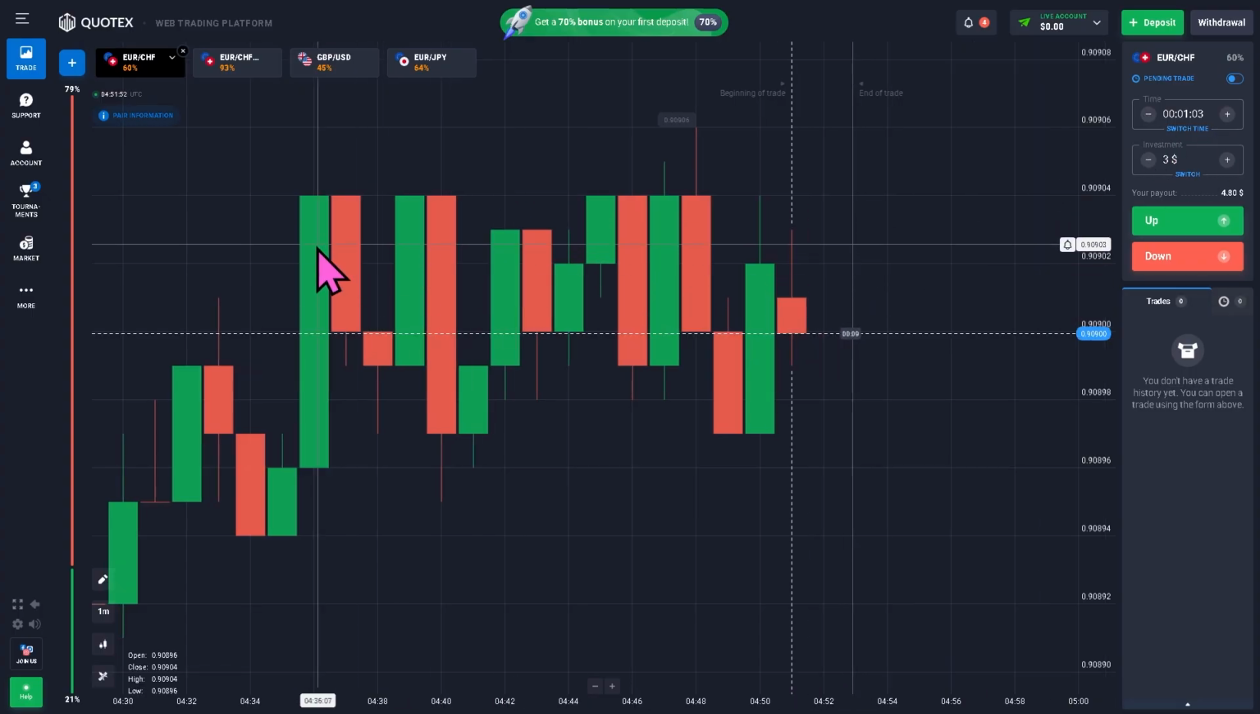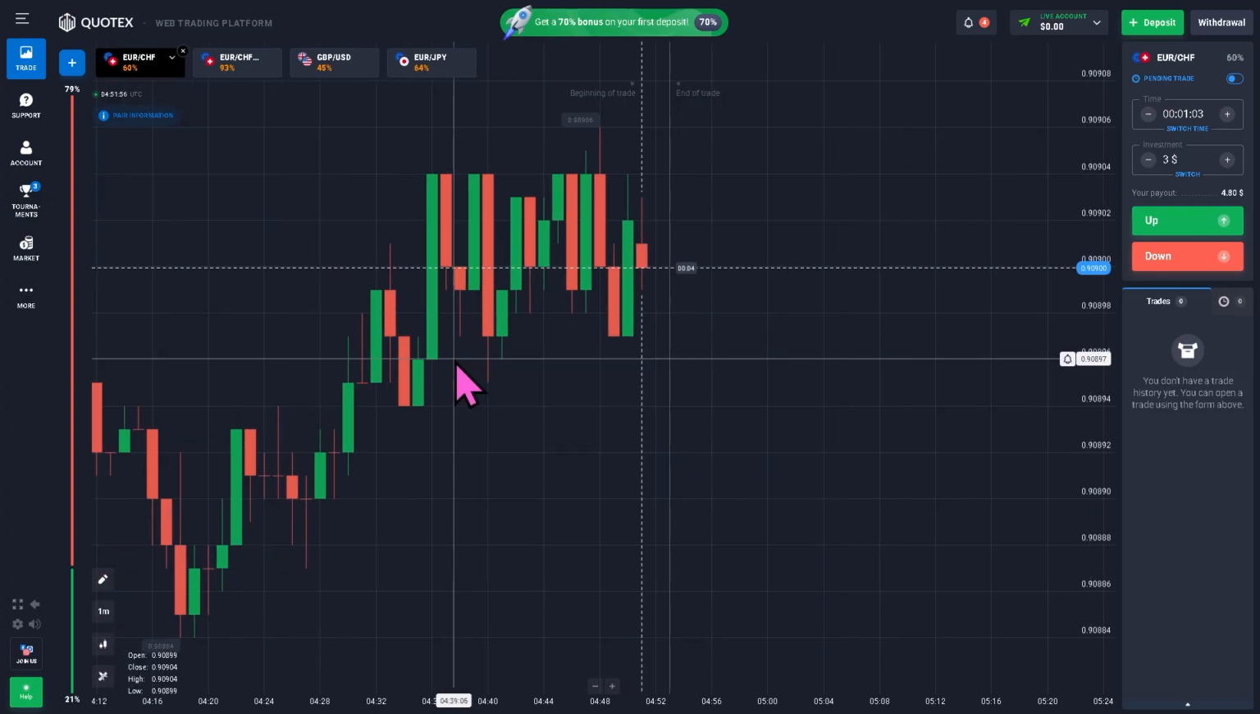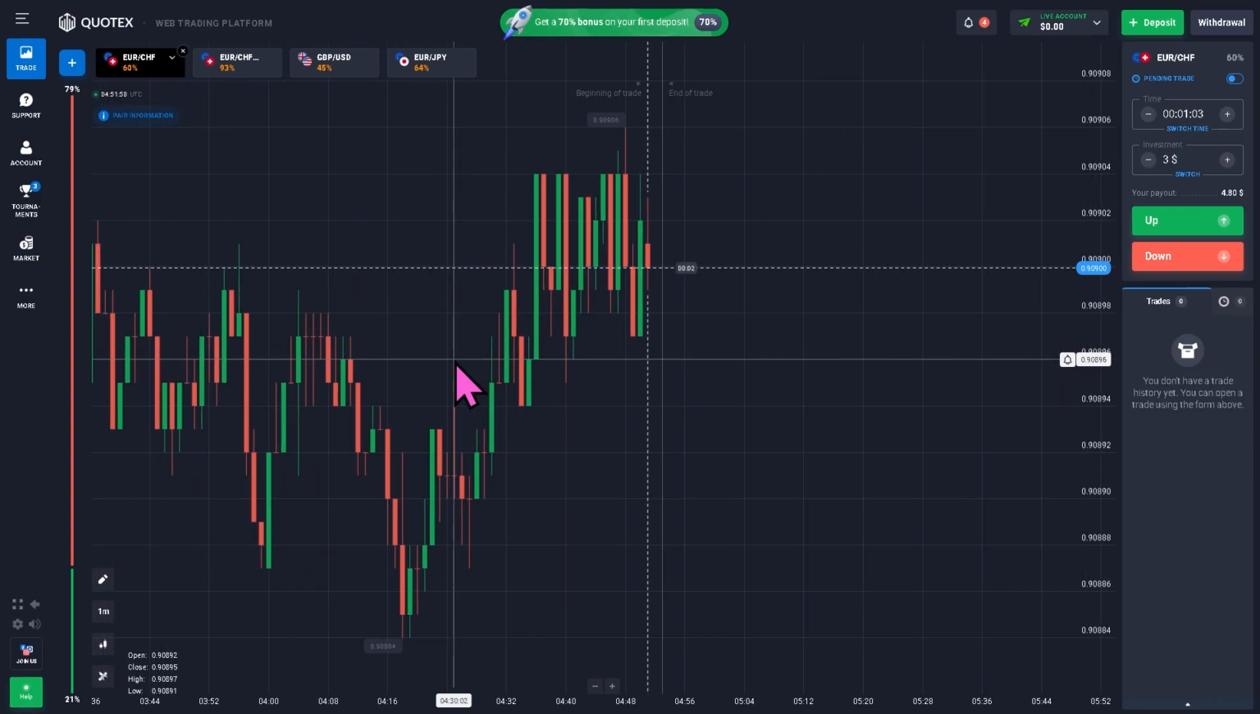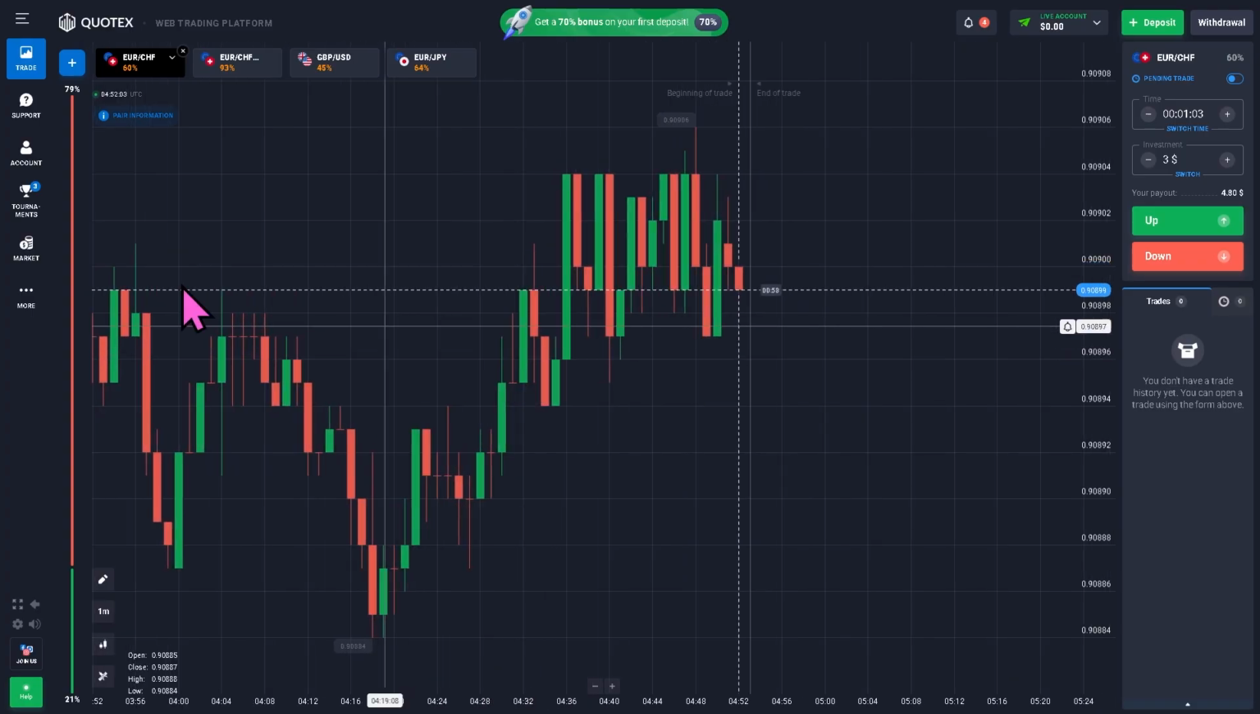Now, don't just focus on one candle. You can zoom out and zoom in to see the bigger picture. The trend is going to be your friend whenever you look at the direction of the candles.